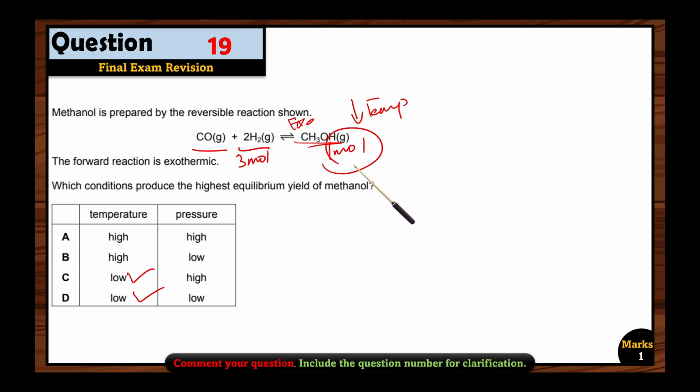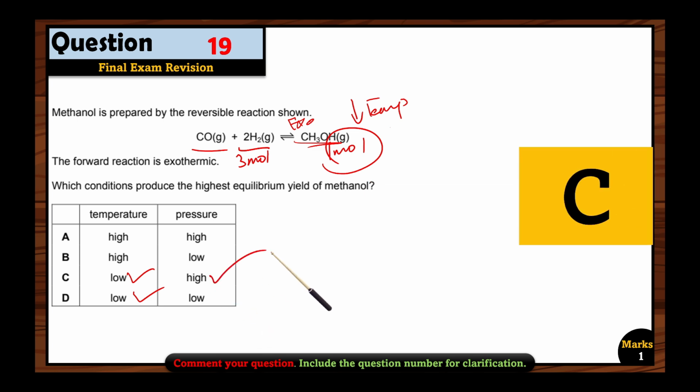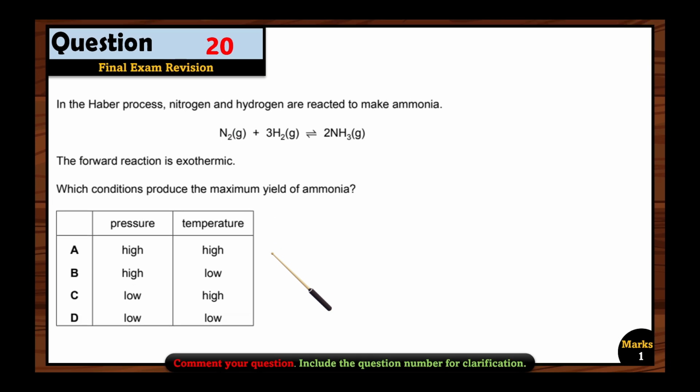So we can increase now the pressure, because if we increase the pressure, more methanol production will take place. So increase the pressure, high pressure. So C option is the right option.